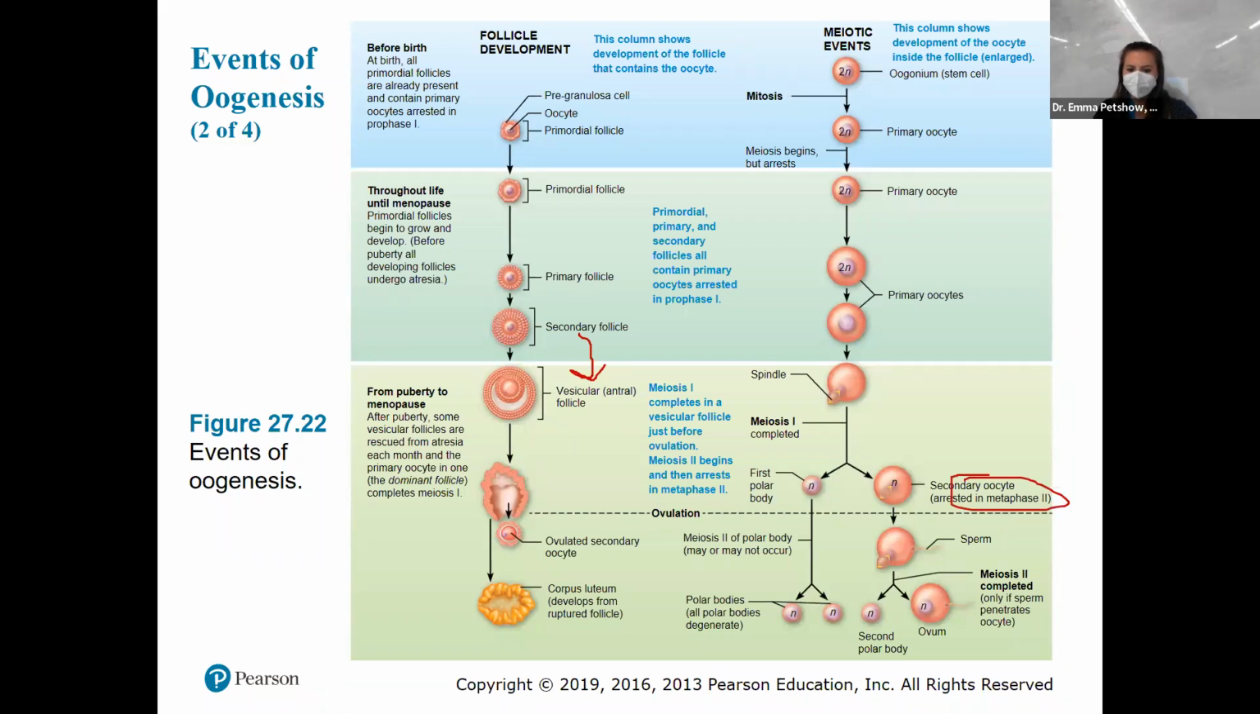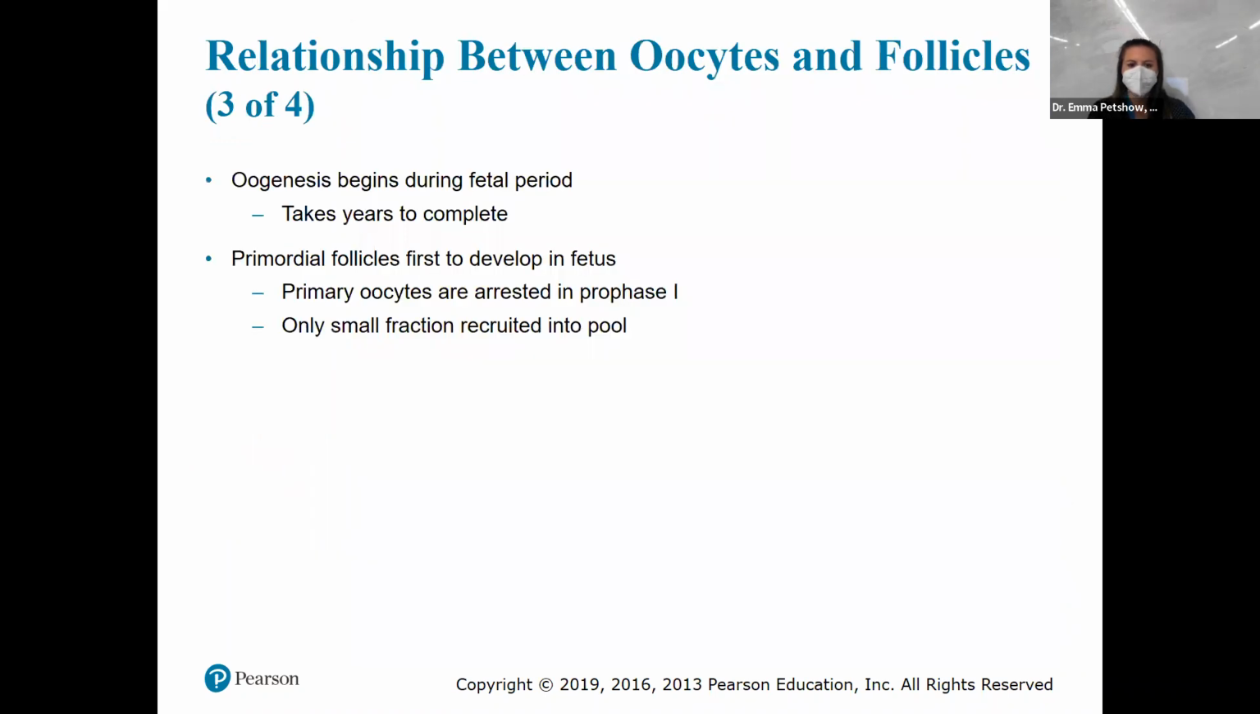So again, we have our secondary oocyte arrested in metaphase 2. We'll have our first polar body. We'll talk about this in a minute. If sperm is present and sperm and secondary oocyte meet, then meiosis 2 is completed. But that's only if sperm penetrates the oocyte. So again, this process starts in the fetal period to get our primary oocytes, but it takes years to complete.